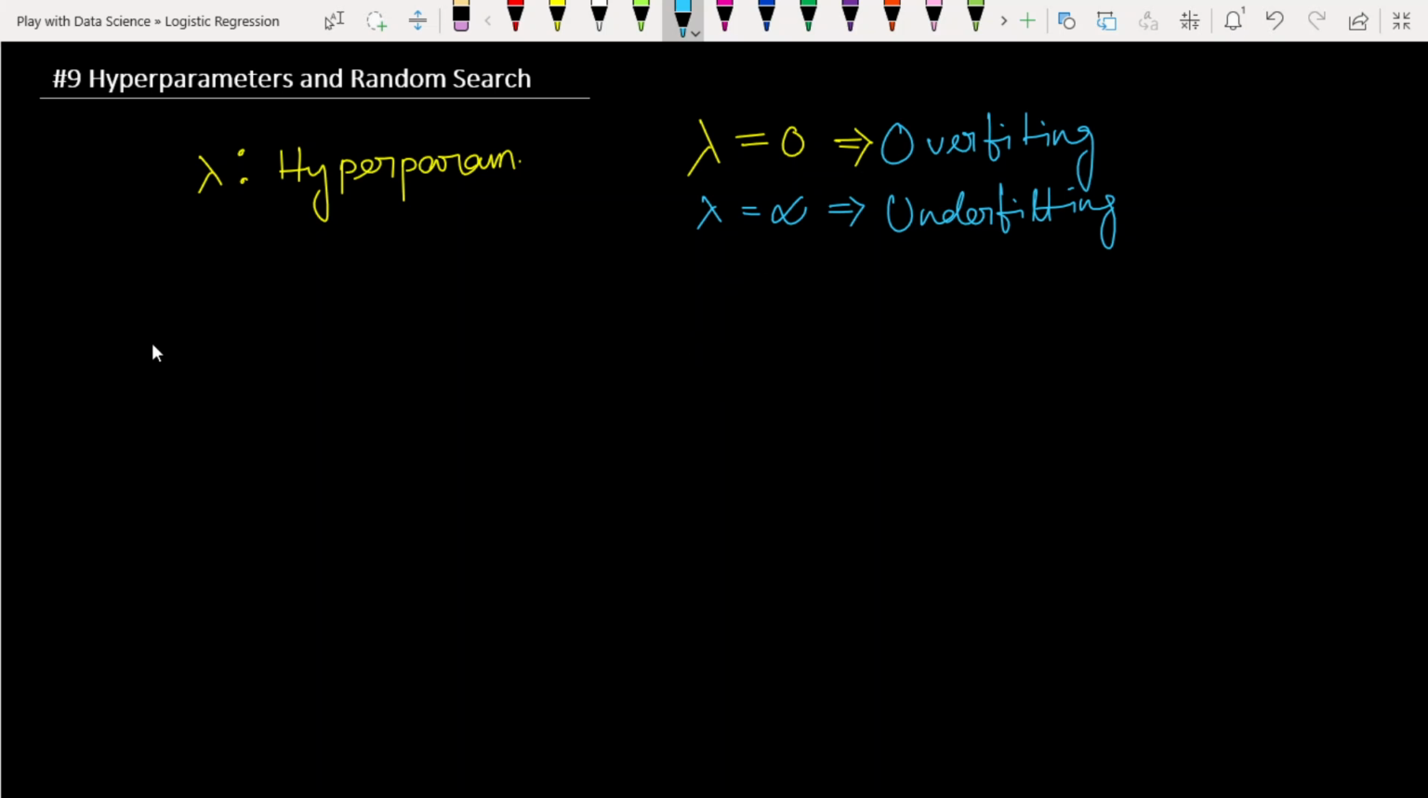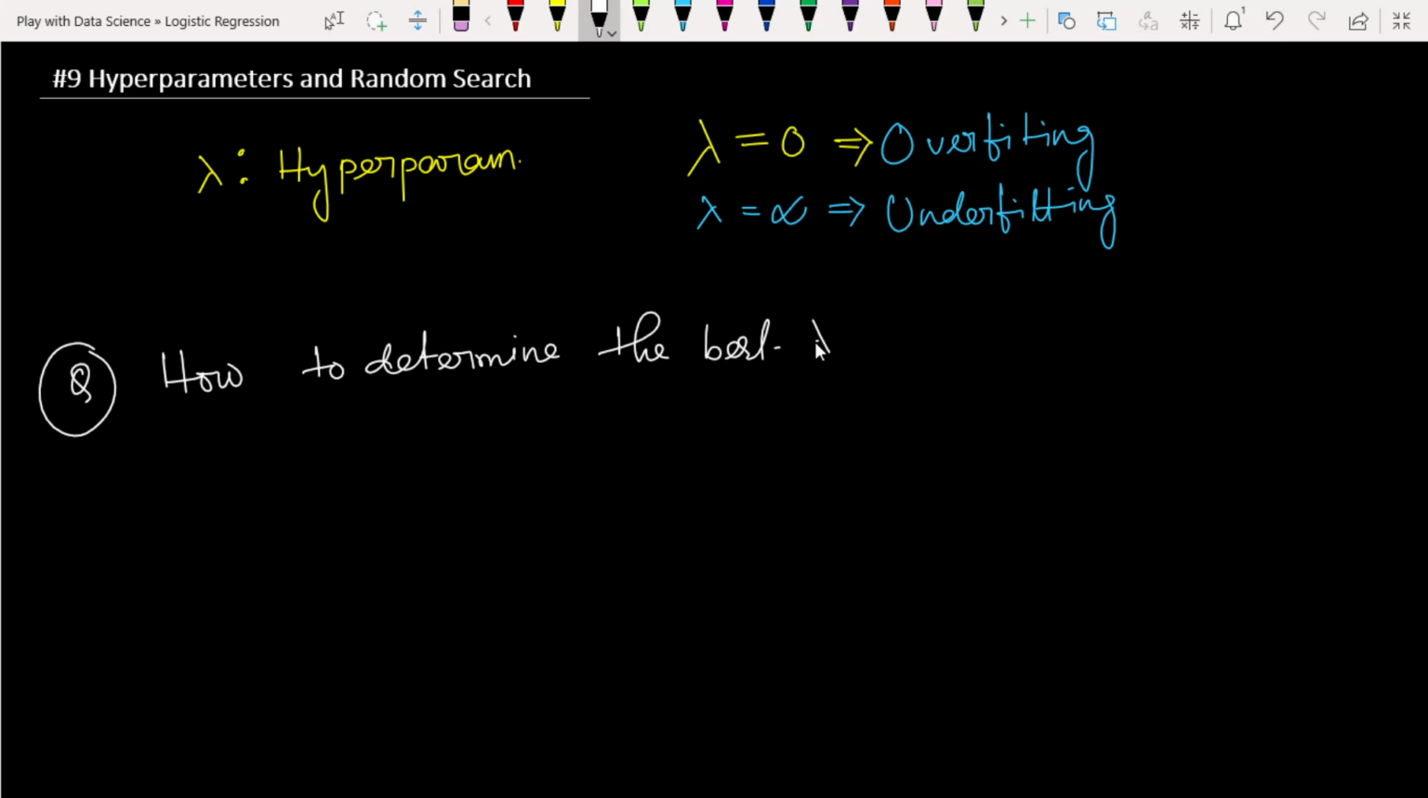You can find it. So now the main question is how to determine our best lambda. This is the main task. To tune the hyperparameter, the main task is we have to determine the best hyperparameter that minimizes our optimization problem. So the question is how to determine the best lambda. This is our main question.